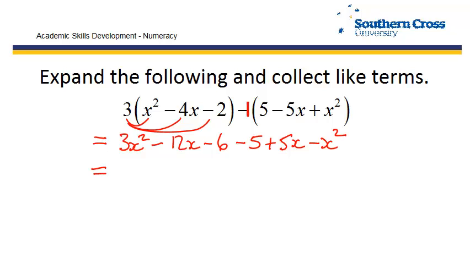Now we can consider the like terms. So we look for the one with the highest degree, which is the x squared, and we have 3x squared. Take away x squared is 2x squared. Then we look at our x term. We have subtract 12x plus 5x, which is subtract 7x, and take 6, take 5 is take 11.